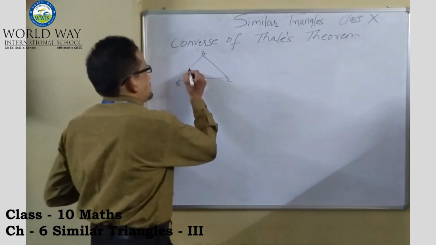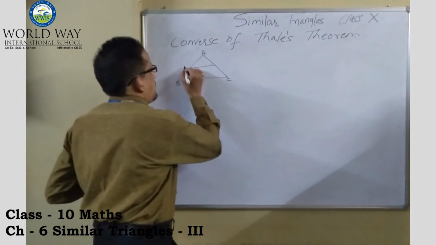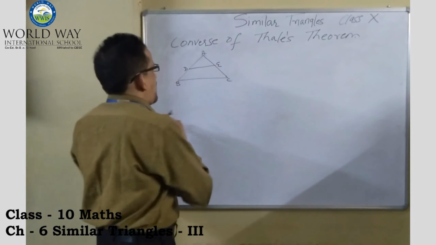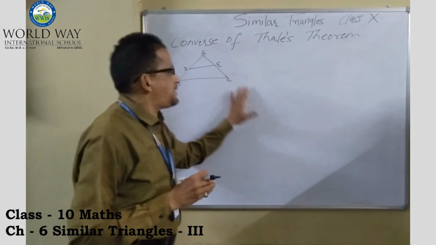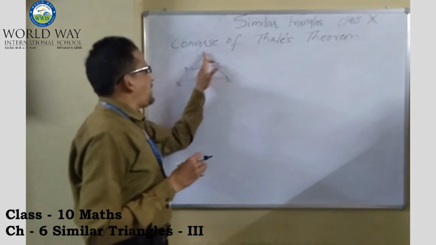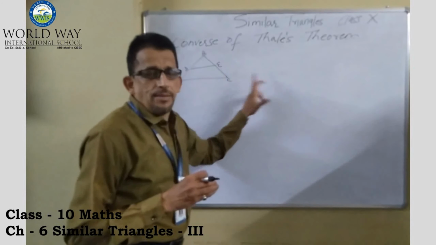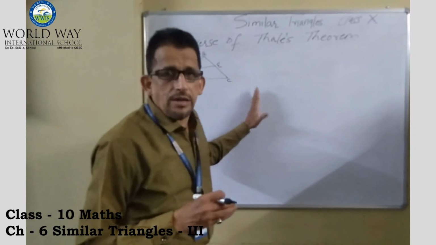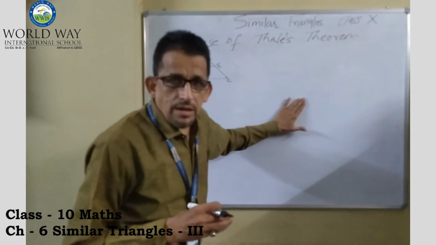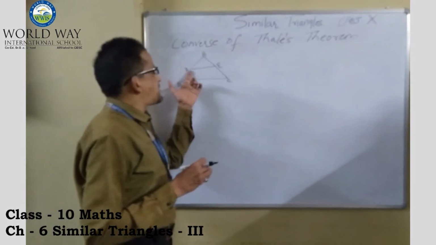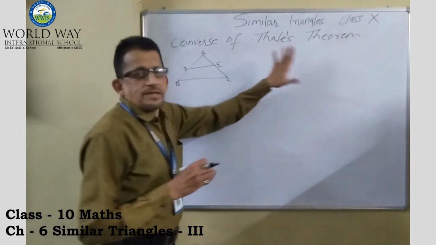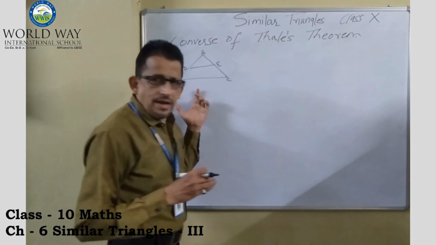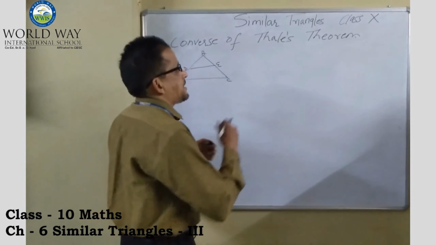Suppose DE divides AB and AC in the same ratio, means AD upon DB equals AE upon EC. This is given, and we need to prove that DE is parallel to BC. So again, first what we have to write? Diagram is important. Then the second step is given.